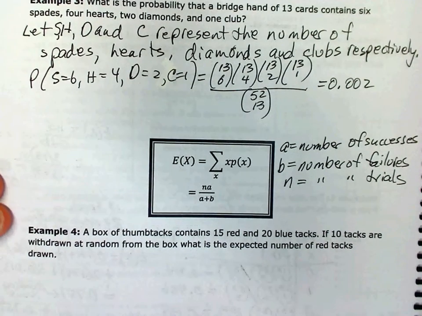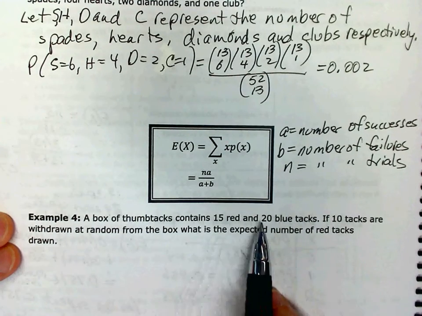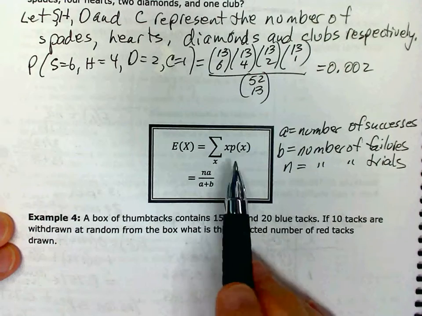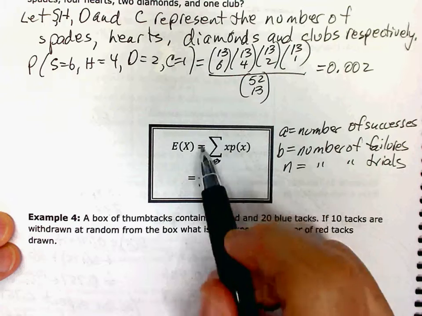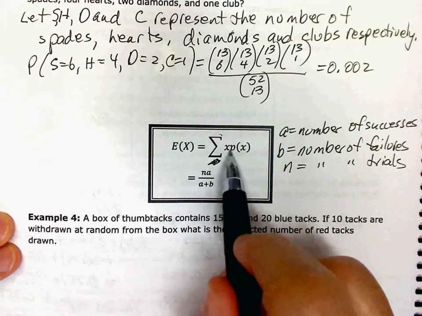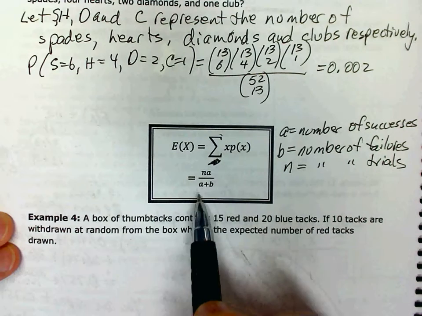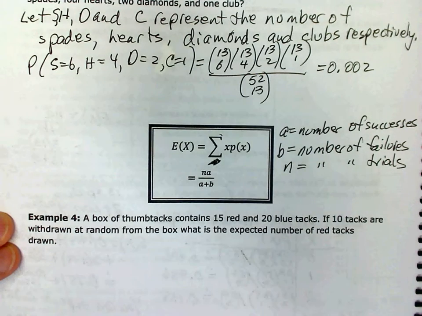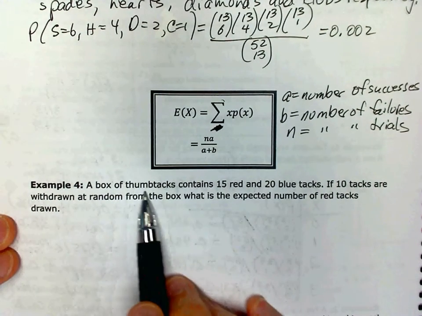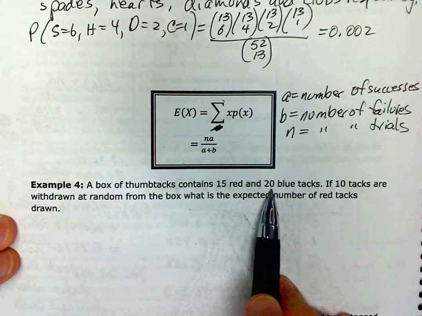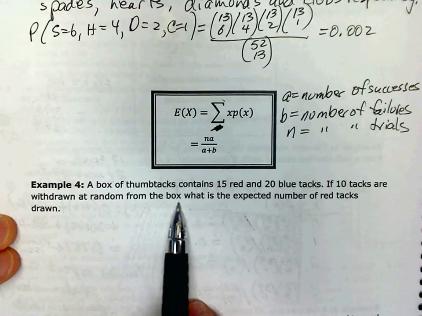A box of thumbtacks contains 15 red and 20. We did this before. You can just ignore that for now. Just keep it simple. You can either calculate the sum of the probability of X, P(X), like I did before in example 1, or you can use the formula, which I think is easier. A box of thumbtacks contains 15 red and blue tacks. If 10 tacks are withdrawn at random from the box, what is the expected number of red tacks?